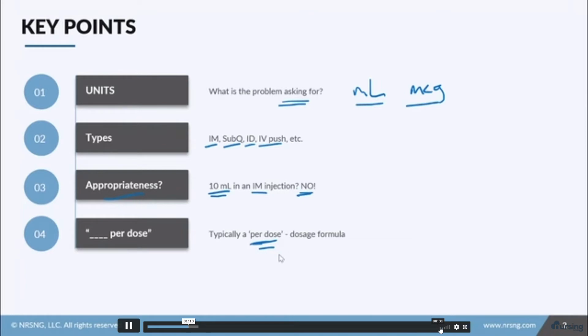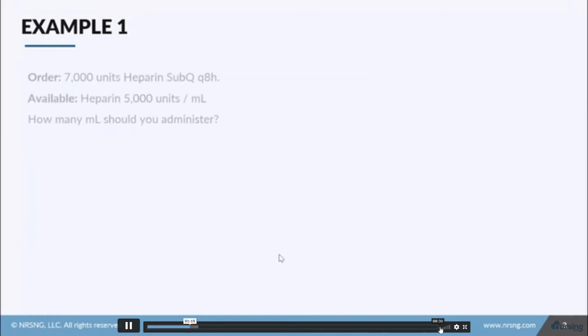Okay, so let's work some of these out. First one, the order is 7,000 units of heparin sub-Q every 8 hours, and heparin available is 5,000 units per milliliter. How many milliliters should you administer? Now in these, I'm going to strictly use dimensional analysis because it's my preferred method. If you want more on how to use the formula method, check out the oral medications lesson or the basics of med calculations lesson.